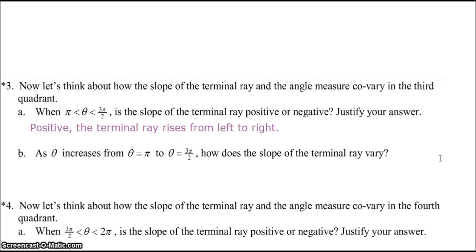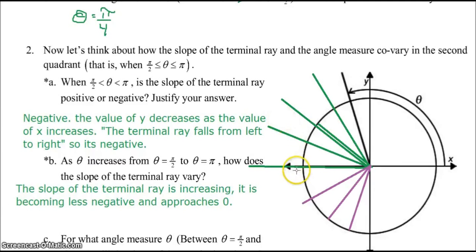As theta increases from pi to 3 pi over 2, how does the slope of the terminal ray vary? Notice what happens if I start here, a pretty small slope, and then as I move to 3 pi over 2, the slopes of these lines get larger and larger, till down here our slope is increasing without bound the closer we get to 3 pi over 2.